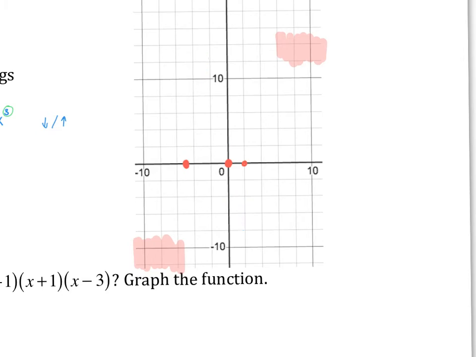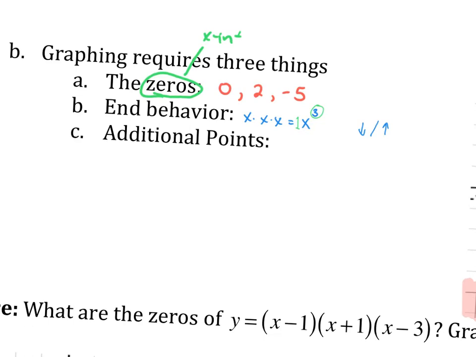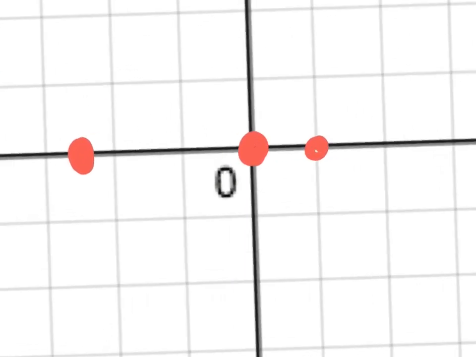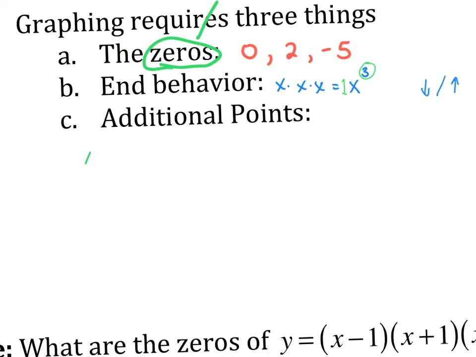So what we're going to do now is find some additional points. We need to see the behavior of the function between these two numbers right here. Just to remind ourselves, this here is a 0, this one's a -5, and this one's a 2. So I want to choose a nice number between 0 and -5. Let's just throw out negative 3. So what happens at -3?